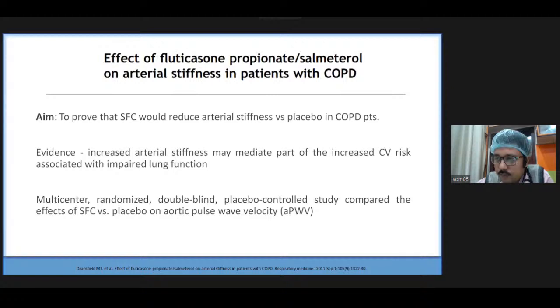Right, sir. The next question is from Dr. Pawan. The question is quite interesting. How would you manage COPD patients who have persistently high eosinophilia?